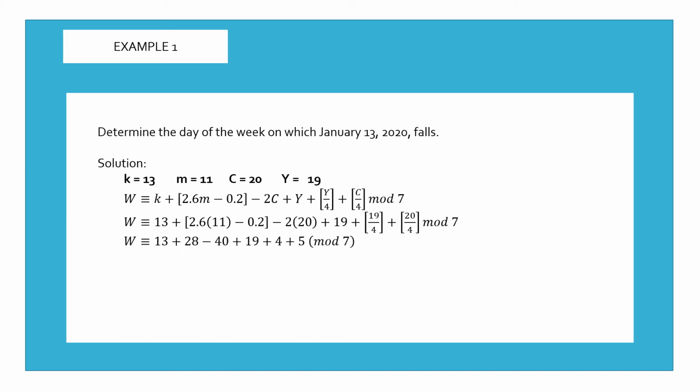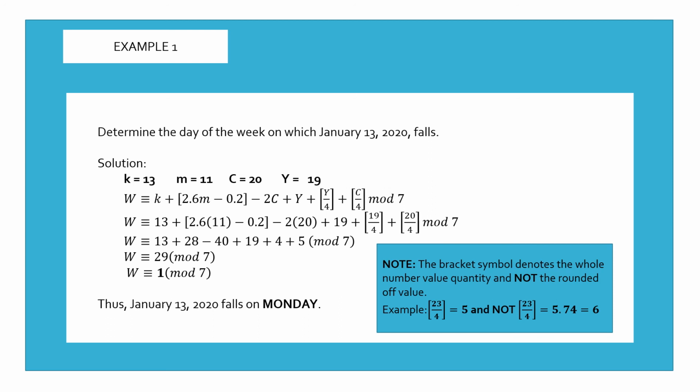Then simplify. We have 13 plus [2.6 times 11 minus 0.2], that is positive 28, minus 2 times 20, that is negative 40, plus 19 divided by 4, that is 4.75. We will only take the whole number value quantity, that is 4, plus 20 divided by 4 is 5, modulo 7. So we have now W is congruent to 29 modulo 7, and that is 1 modulo 7. Thus, January 13, 2020 falls on Monday. Note that the bracket symbol denotes the whole number value quantity and not the rounded off value. For example, 23 divided by 4 is 5 and not the rounded off value, which is 6.